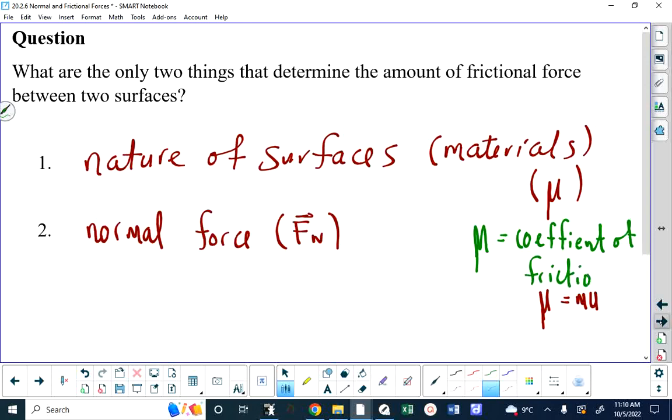And if you have a low or small coefficient of friction, the surfaces are very slippery together. But if you have a large coefficient of friction, the surfaces are very rough, or the force of friction is going to be very great. And I'm going to explain to you in a little bit how we get values for mu, but for the time being, it's just a number, okay?